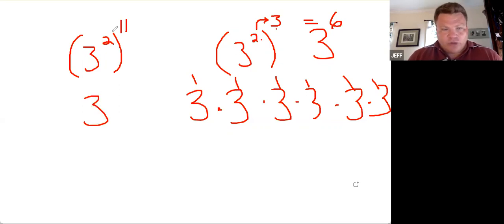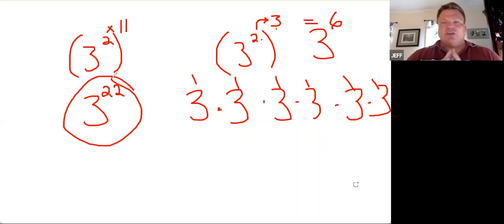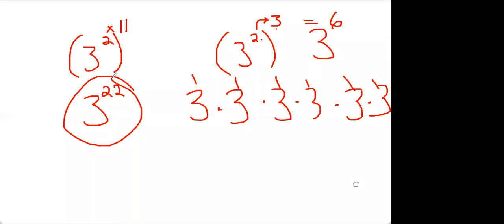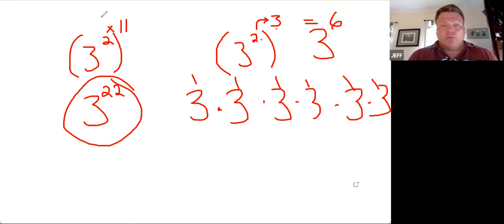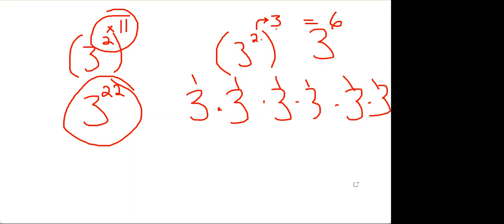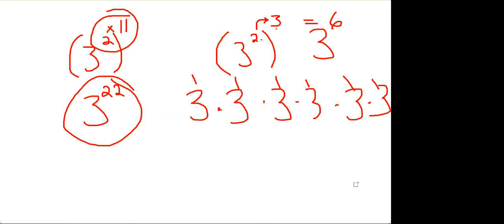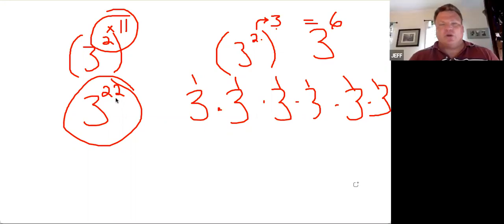So this would be 2 times 11, 22. And this is going to be a monster number. It's going to be huge because it's times itself, times itself, times itself, times itself. It's going to be big. So that's our rule. If it's power of a power, we multiply the powers. What was the answer for that though? Well, 3 to the 22. Yeah, we multiply those two numbers.